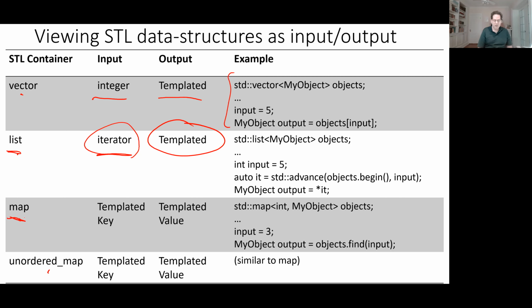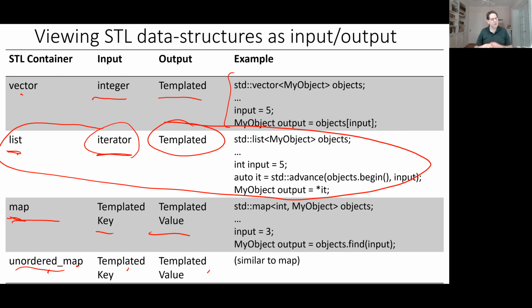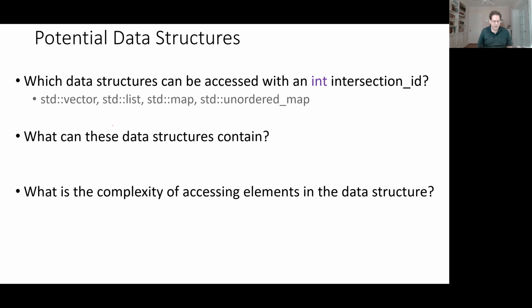A map, well, the key can be anything, so we can make the key an integer, that's fine. The value can be anything, so we can return a vector, that's fine. And an unordered map is similar, right? So it's just, this is a hash table, this is a binary search tree, but both of them take any key, any value, so they're going to work fine too. So list looks a little inconvenient, because it doesn't actually take an integer as an input. We could make it work, but it doesn't look like the best fit. Okay, but we could use any of them, with list looking a bit questionable. What can they contain? All of them can contain anything, so they could all return a vector, that's fine.